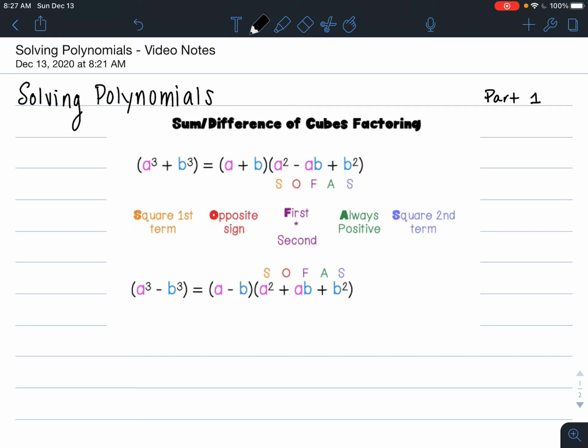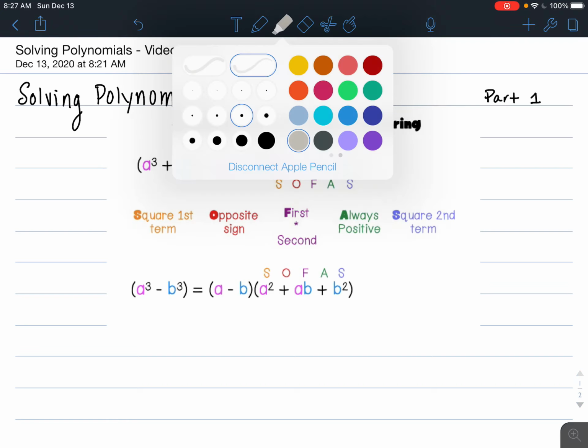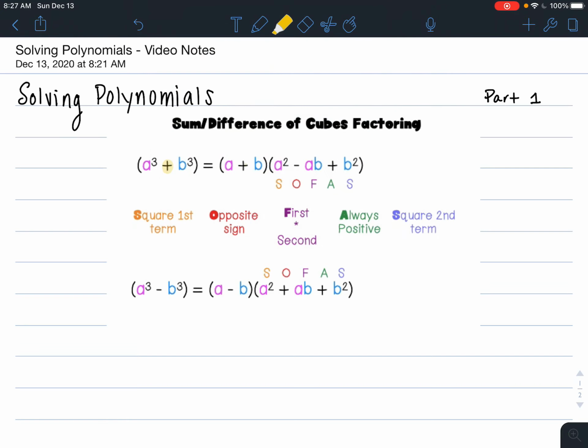So once you figure out what numbers are being cubed for A and B, you keep the sign the same for whatever it starts with. So if the problem starts with a plus sign, the first group starts with a plus sign. If you have a minus sign, you have the difference of perfect cubes, then you're going to start with a minus sign. And then SOFAS tells you how to fill in the trinomial part of the factoring.